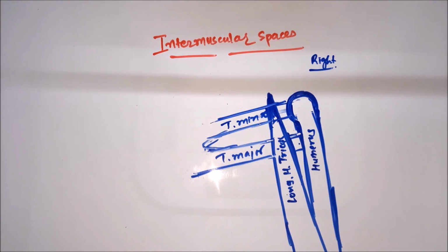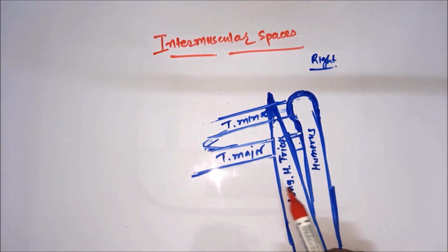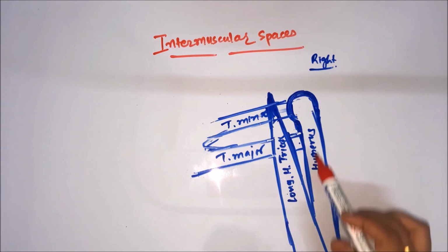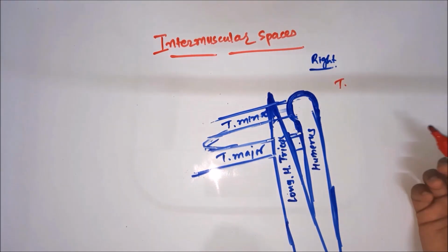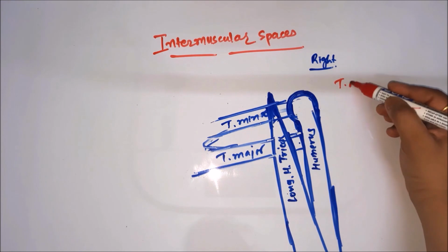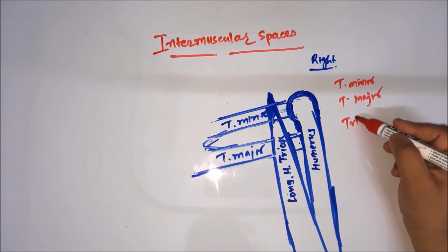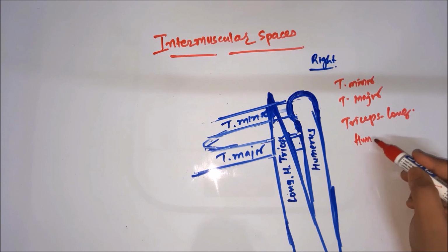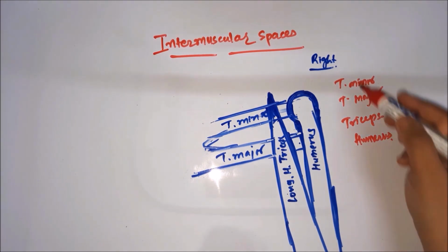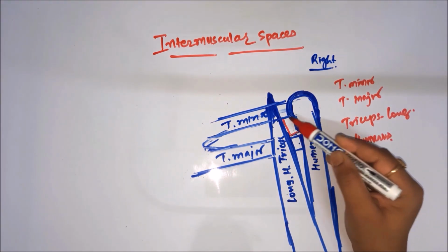So basically there are three spaces formed by these three muscles: teres minor, teres major, and the long head of the triceps. And the humerus also takes part in the formation of the intermuscular spaces. All the muscles begin with T, so you can remember teres minor, teres major, and triceps, the long head, and with the humerus, these four structures take part in the formation of the intermuscular spaces. There are three spaces.